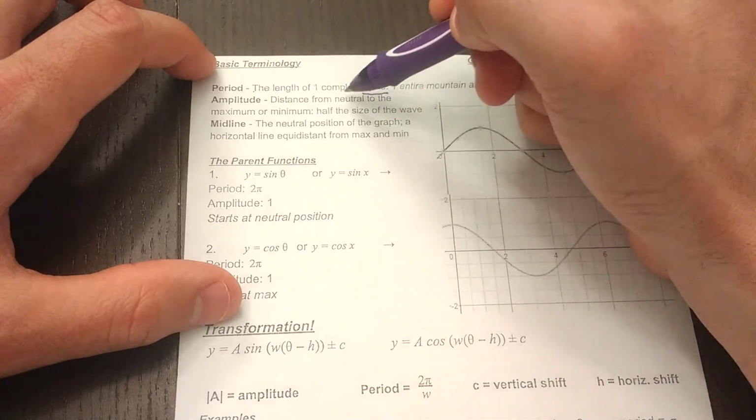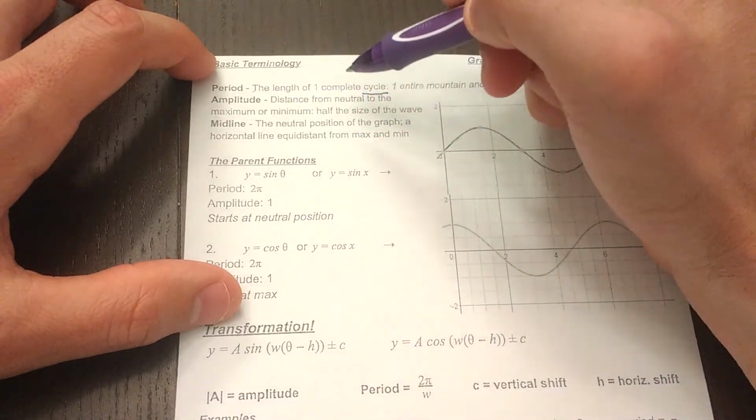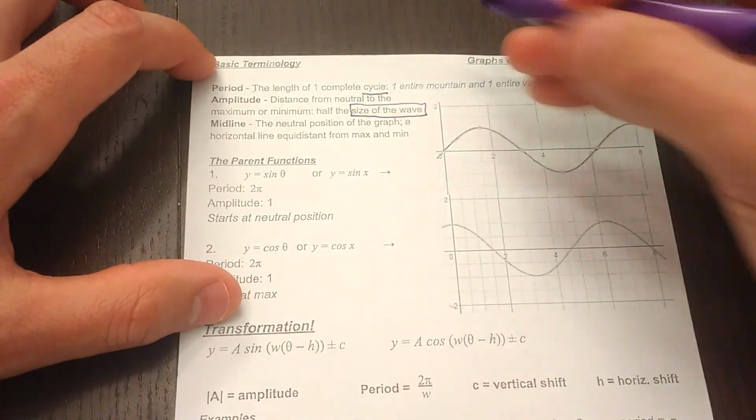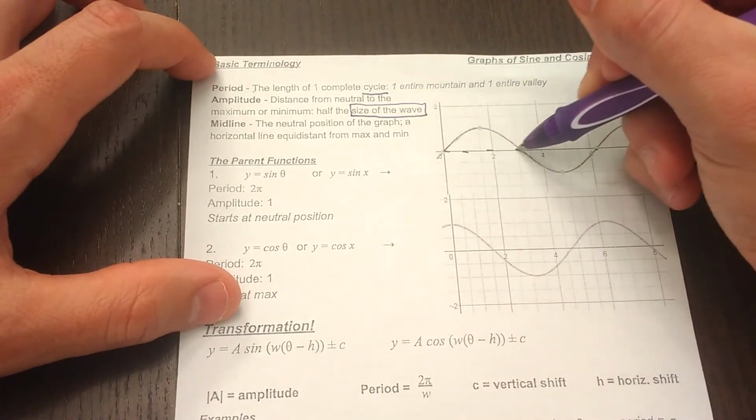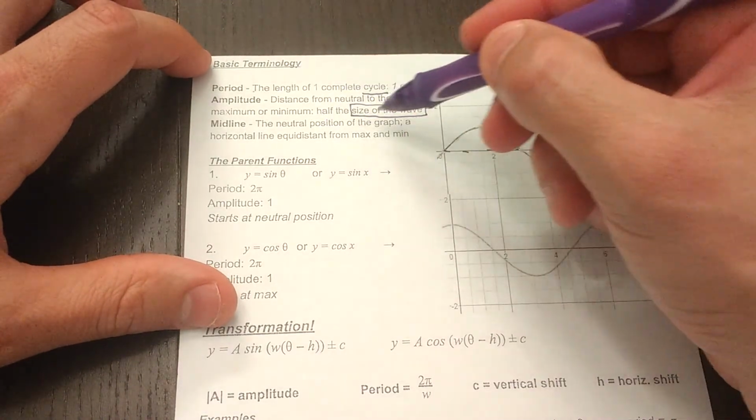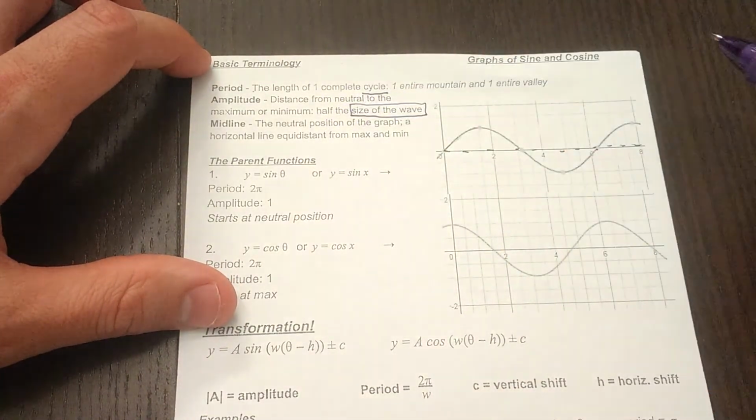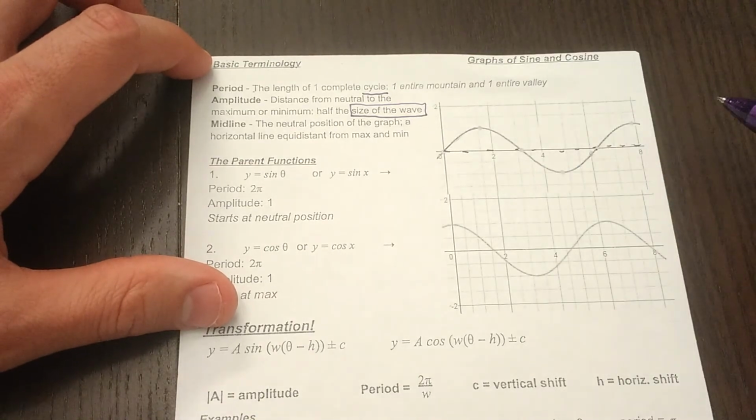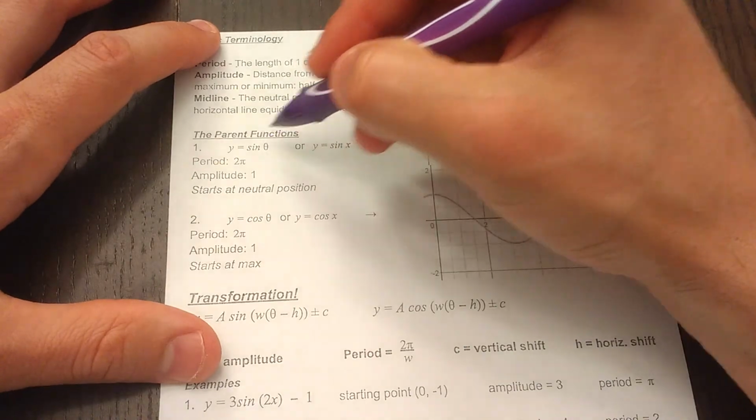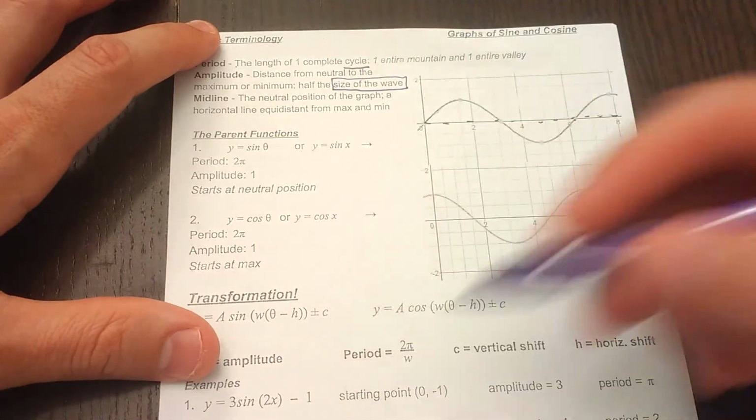The amplitude, the distance from neutral to max or min. Essentially, it is the size of the wave, but it is measured from what we're going to call the midline. Of course, the midline is exactly what you think it is, a neutral position, a horizontal line that goes through the middle of the wave. Okay, so we call these the parent functions. They are essentially what we're basing things on and what we'll transform later on.